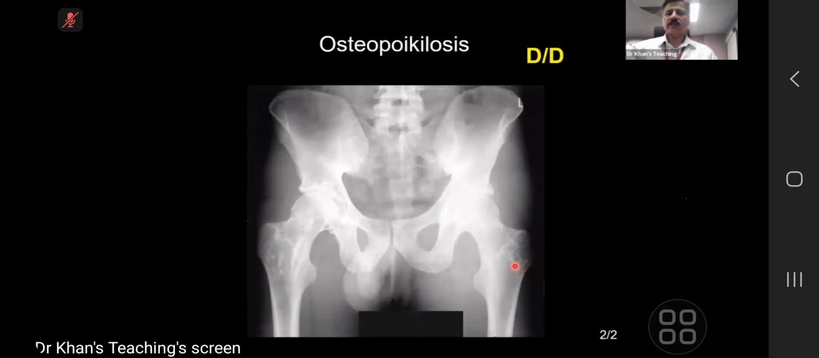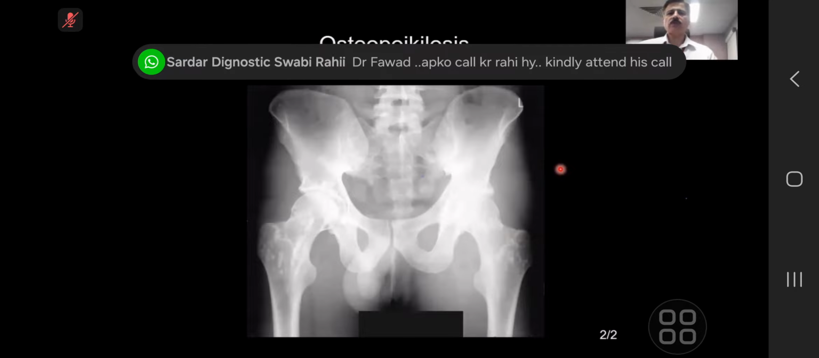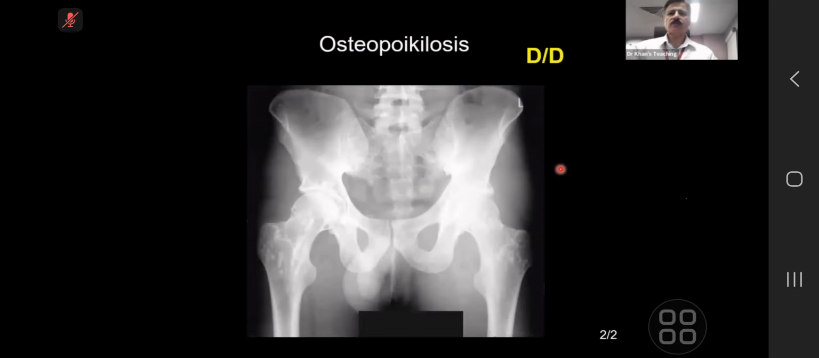So if you see here, they can be lanceolate or oval or rounded. They are usually around big joints on both sides. Just like this case, this is quite classical, and this is known as osteopoikilosis, not to be confused with anything more sinister. Okay, thank you very much.